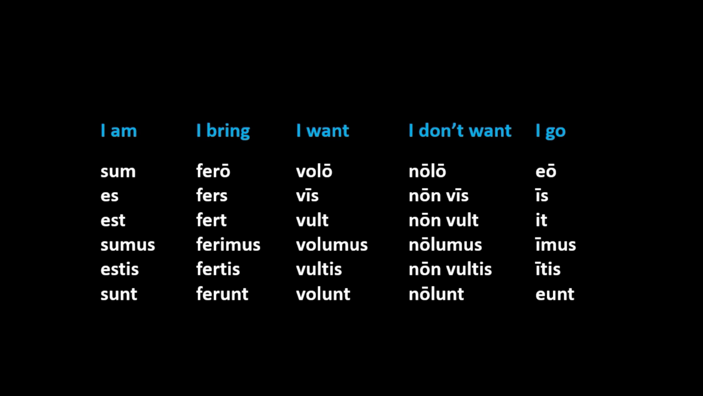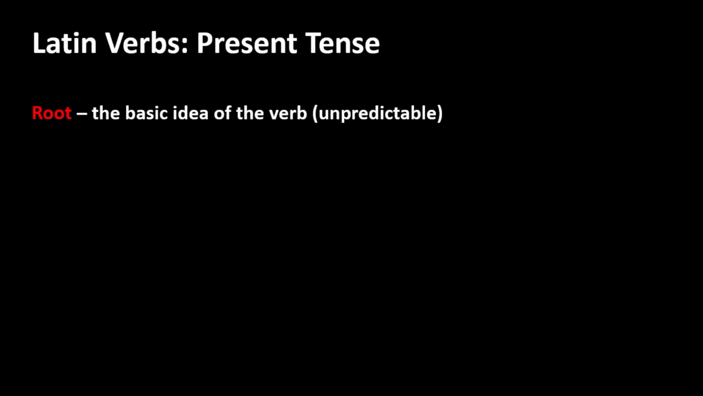This being said, let us see how the present tense is formed in Latin. We start with the root. This is the basic idea of the verb. In the regular verbs, it never changes. In the irregular verbs, it is highly unpredictable, which is, of course, what makes them irregular verbs.